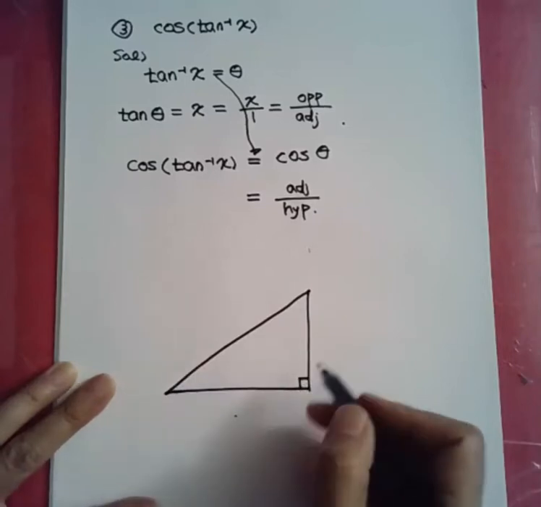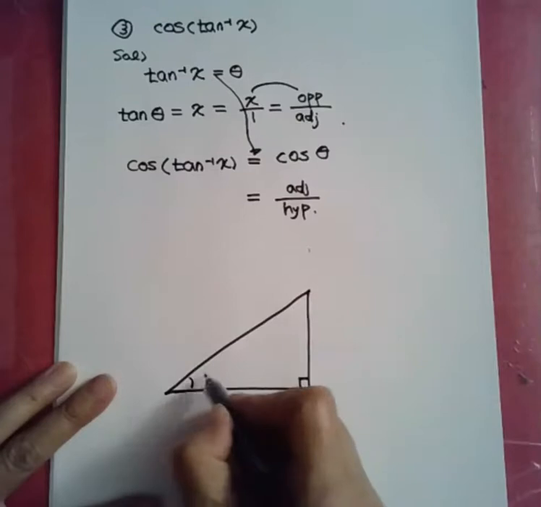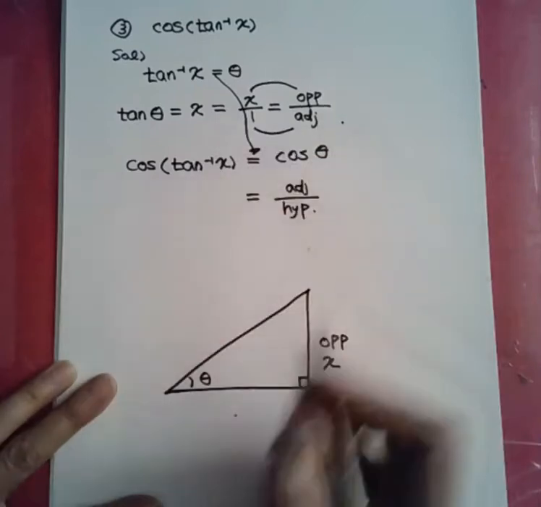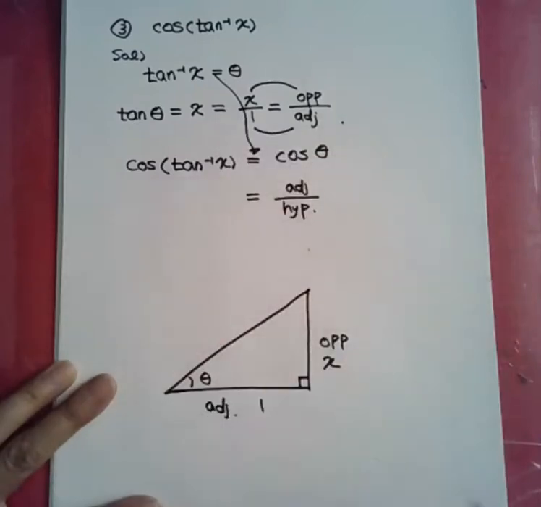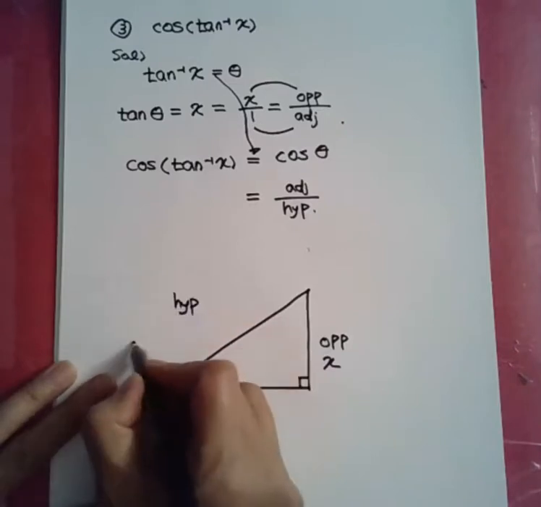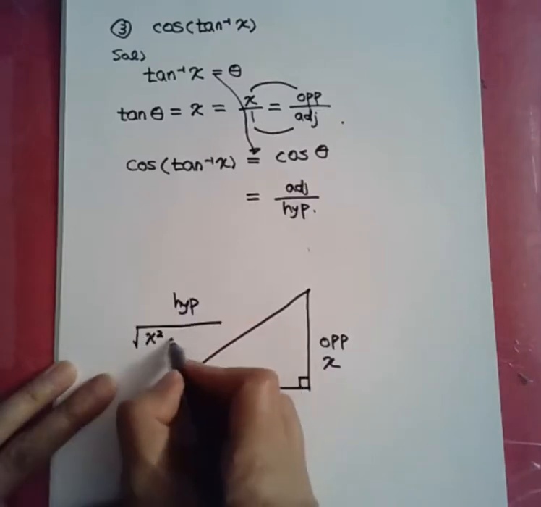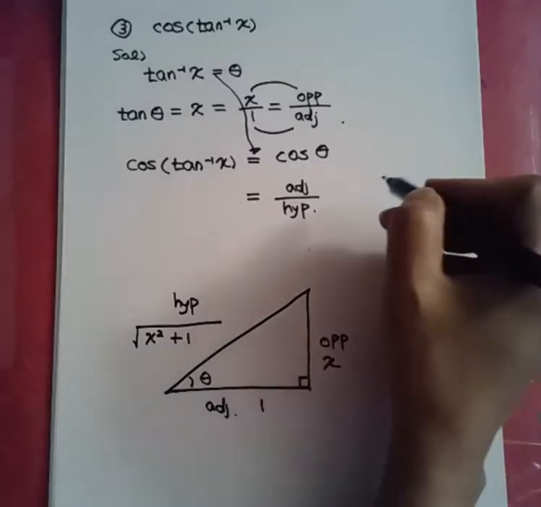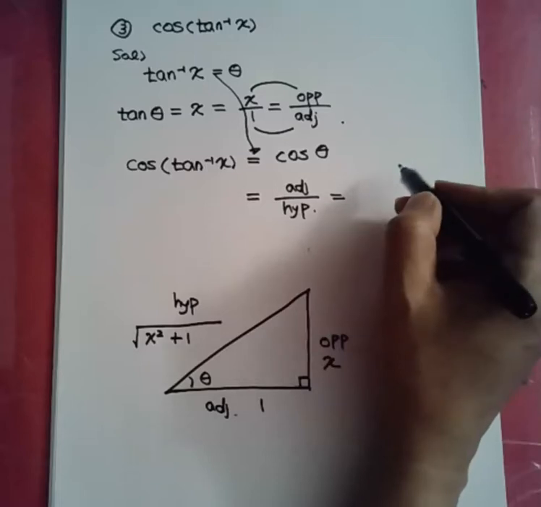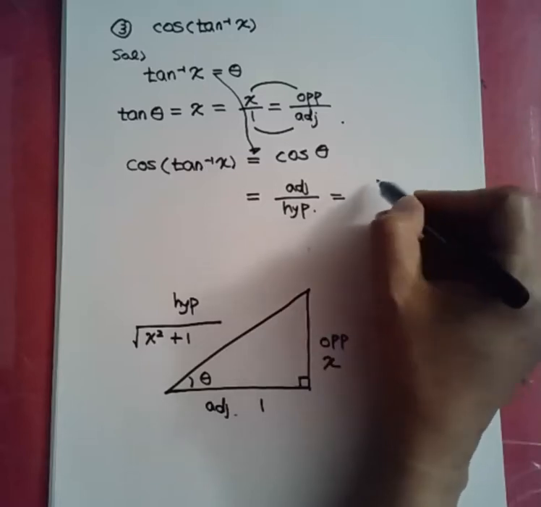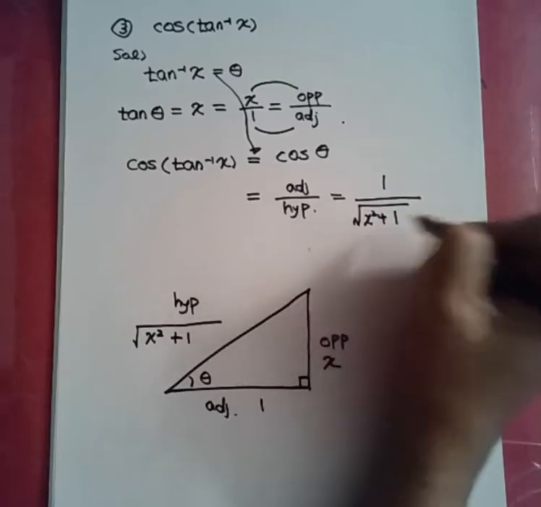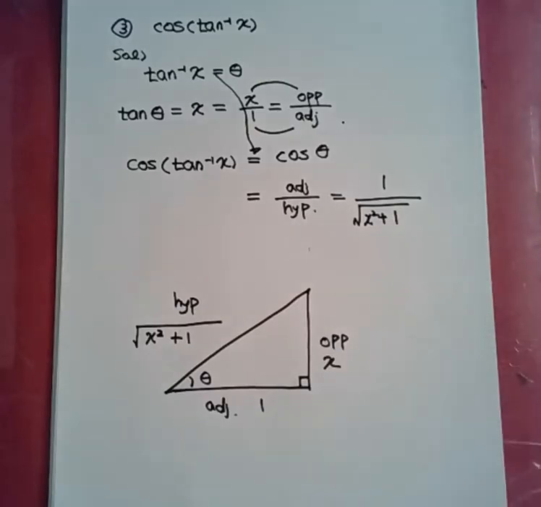We have a right triangle. Opposite is x and adjacent is 1. So hypotenuse is square root of opposite squared, which is x squared, and adjacent squared, which is 1 squared, which is 1. So hypotenuse is square root of x squared plus 1. So adjacent is 1 and hypotenuse is square root of x squared plus 1, which gives 1 over square root of x squared plus 1.